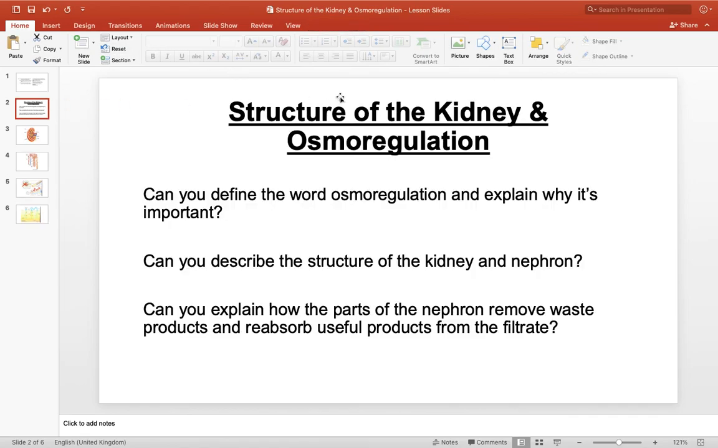So, by now you should be able to tell me what the word osmoregulation means and why it's important. You should be able to describe the structure of the kidney and the nephron, and you should be able to tell me how the nephron works to filter the blood and reabsorb useful substances.